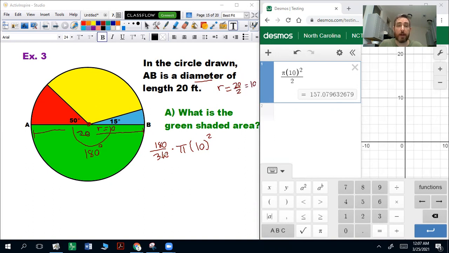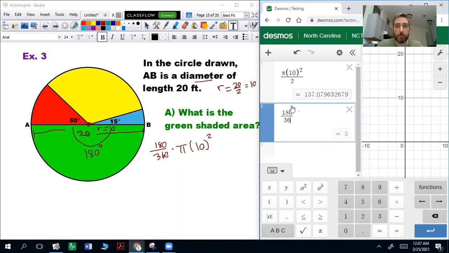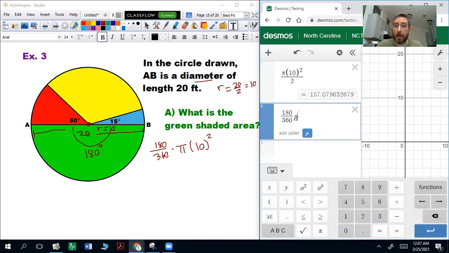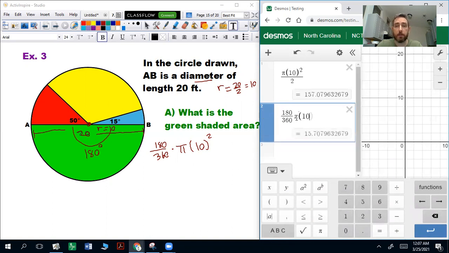So 180 divided by 360 times pi times 10 squared should get you 157.07. And you can verify that right here. 180 divided by 360. See, that's just 1/2, that's 0.5. And then multiplied by pi r, 10 squared, 157.07. So I'm going to round that to about 157.08. And our units are in feet, so we'll say feet squared.